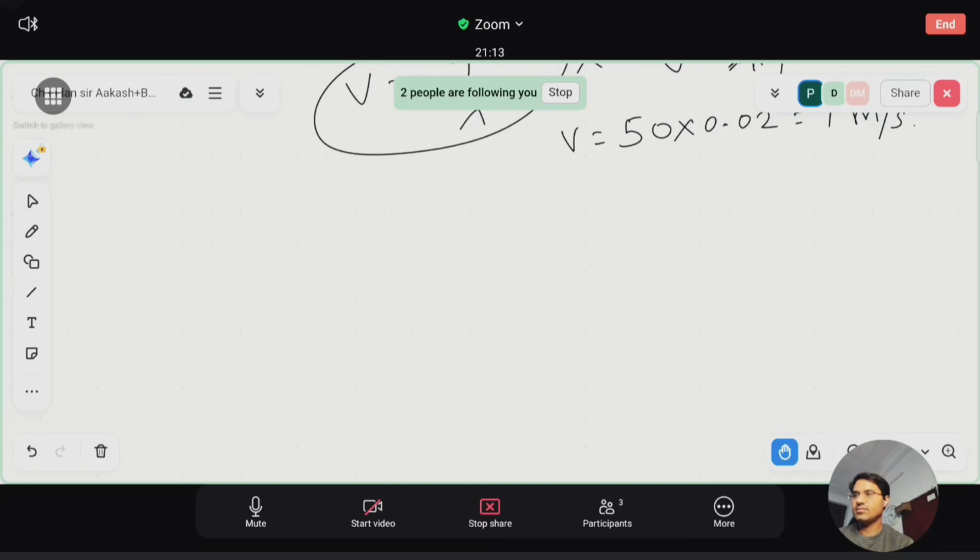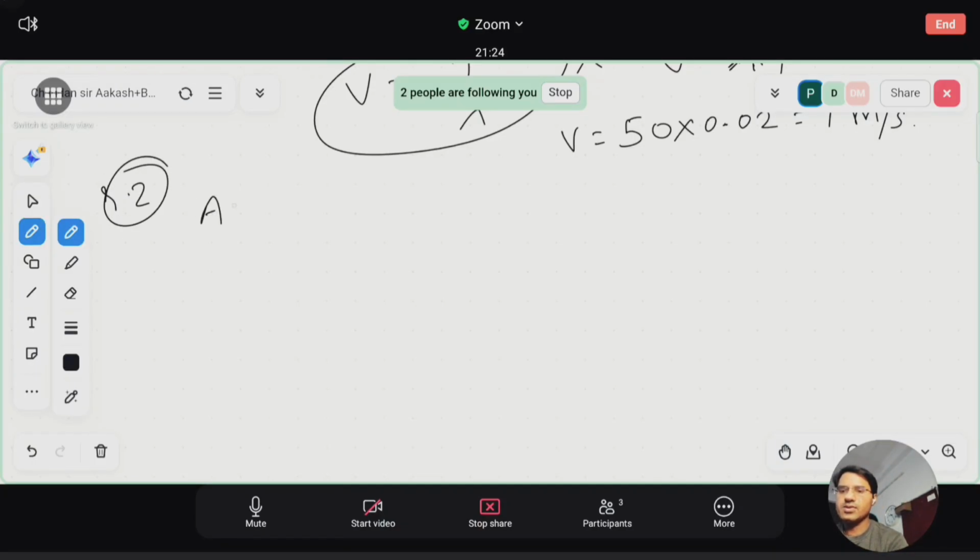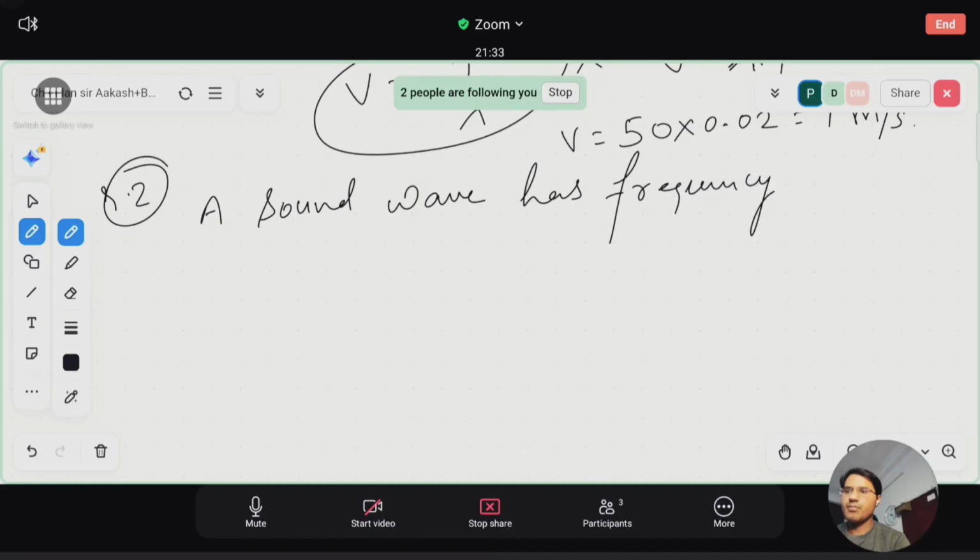The next one, I'm giving you the next question. The next question is, a sound wave has a frequency of 200 hertz. 200 hertz. And the wavelength?